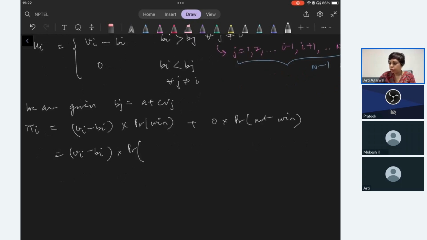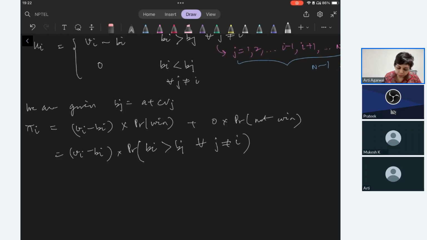So just to write it in a slightly more succinct mathematical way, let me write Bi greater than Bj for all j not equal to i. I don't want to write the whole lengthy thing, but this expression captures the same value that I just explained in words, right?